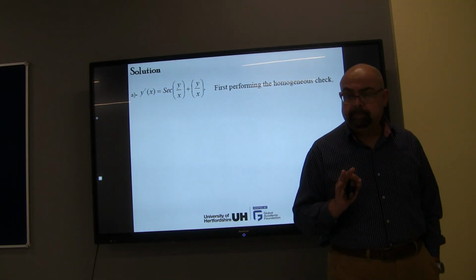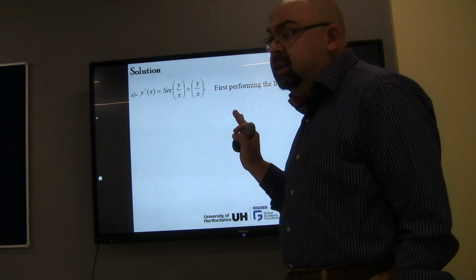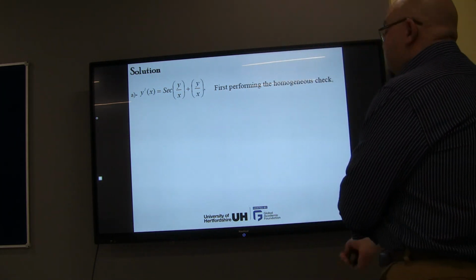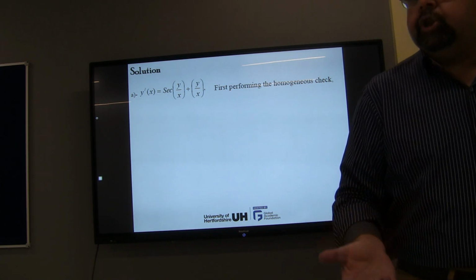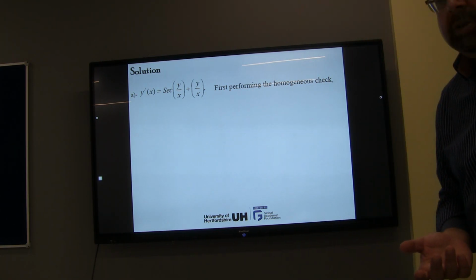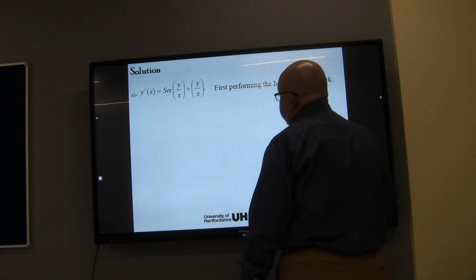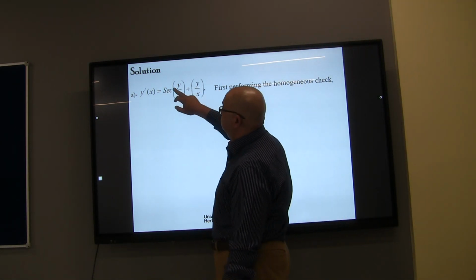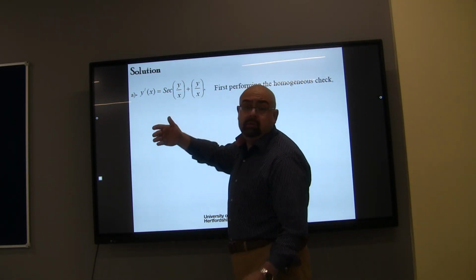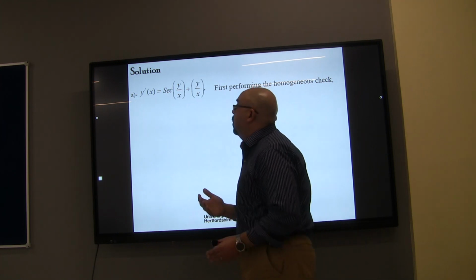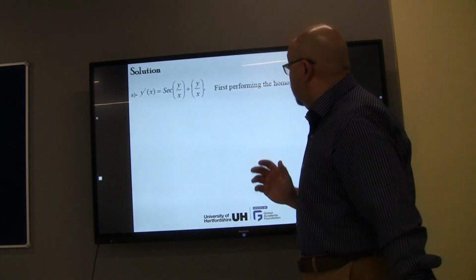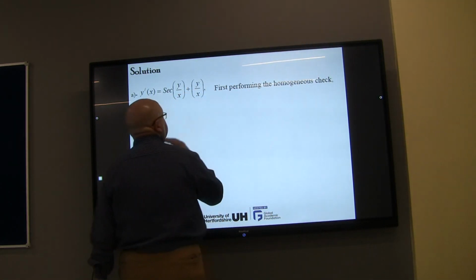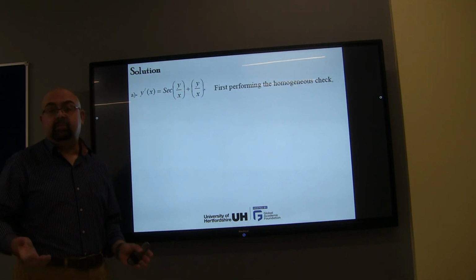Guys, be careful, I won't be able to solve this problem using separation of variables. Simply, why can't I solve it using separation of variables? Because the argument of sec, the angle of sec, contains y over x. So you are not going to be able to separate all the y variables with dy and all the x variables with dx. It's not going to be accessible for you.